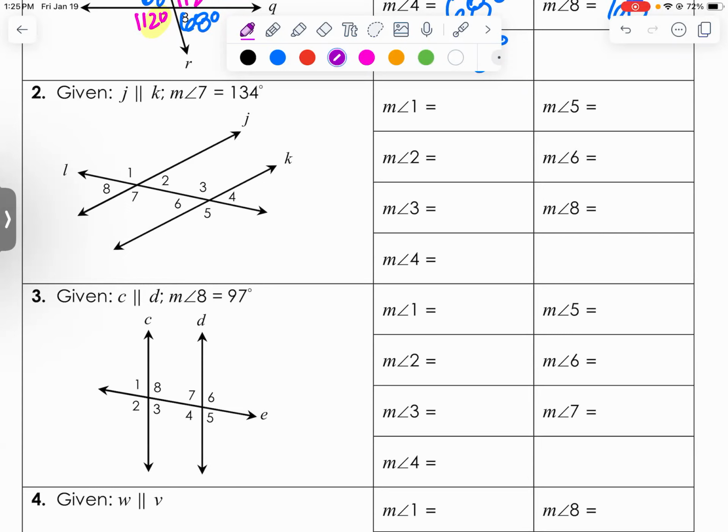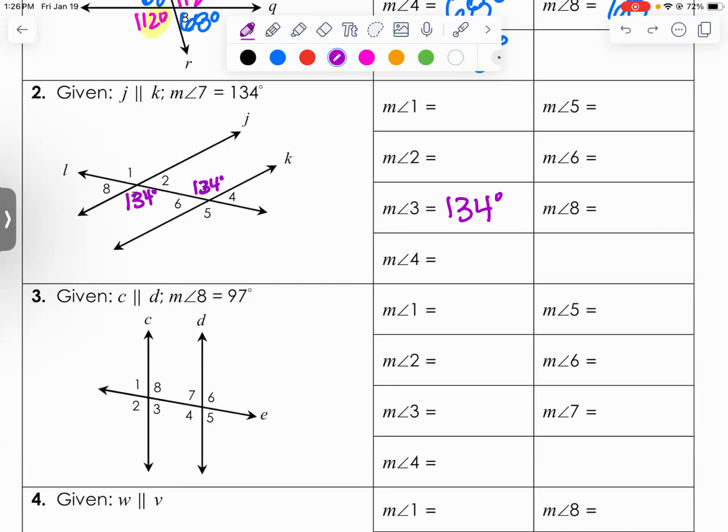Okay, we're done. All right, angle 7 is 134. Reagan, give me another angle that's 134. Sophie, what's the relationship between angle 7 and angle 3? What's the name of those? An alternate interior, they're inside, right? Okay, great.